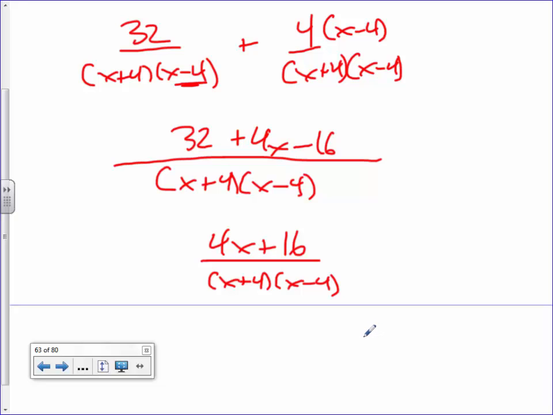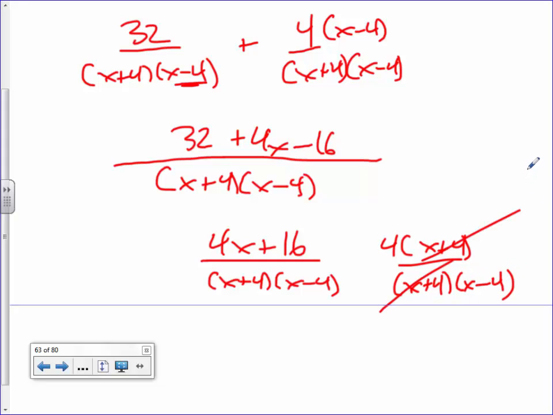Any other issues getting up to this step here? Okay, we're not done though. The rationale as to why we're not done is this 4x and 16, there's a 4 in common. So if I factor out a 4, you're left with an x plus 4, which is very purposeful because now there is something that can cancel. The x plus 4s can cancel. So your final answer is 4 over x minus 4.